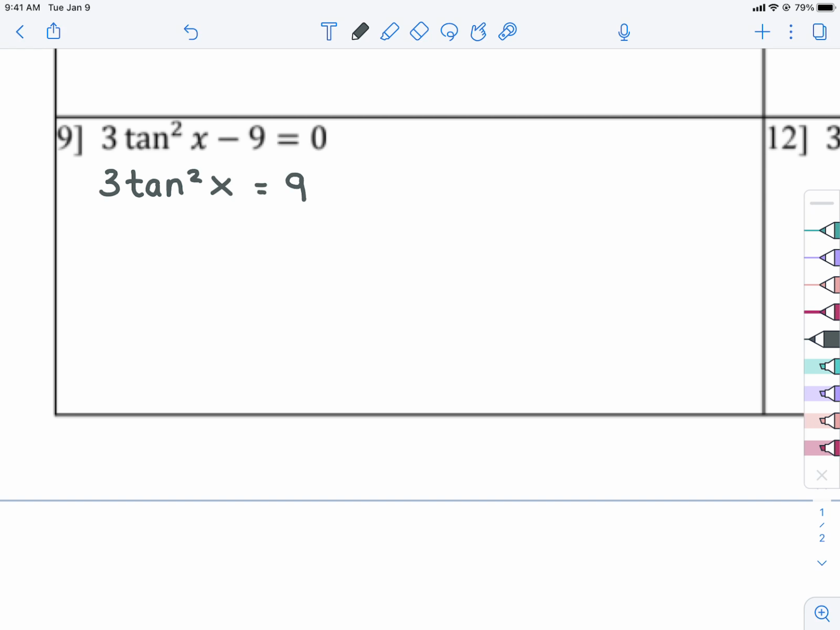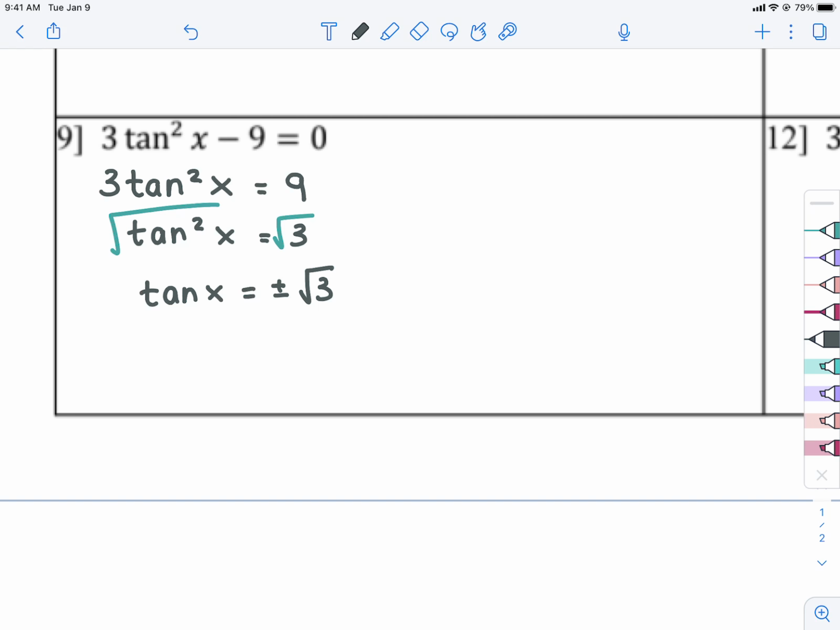Then I've got to get rid of the 3. So I'm going to divide both sides by 3. That's going to give me tangent squared x equals 3, because 9 divided by 3 gives me 3. Then I've got to get rid of the squared. So I'm going to square root both sides. I get tangent of x equals positive or negative root 3.